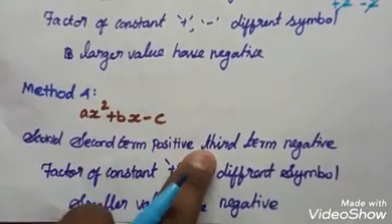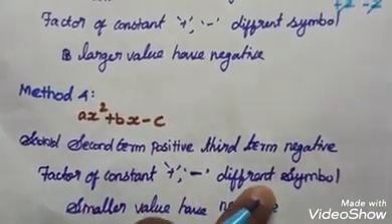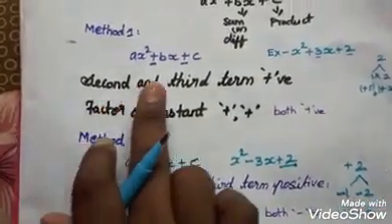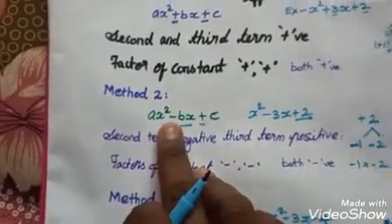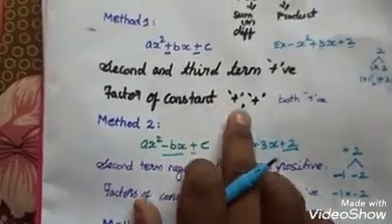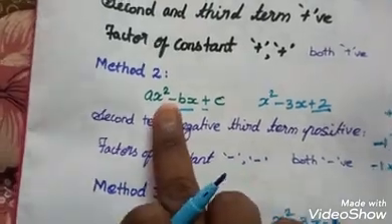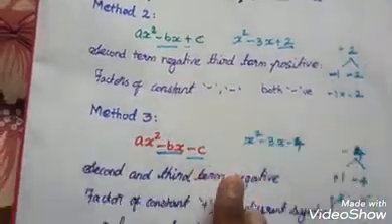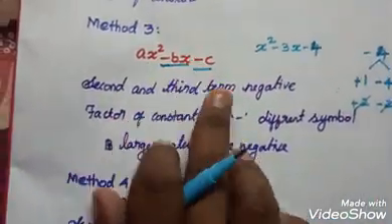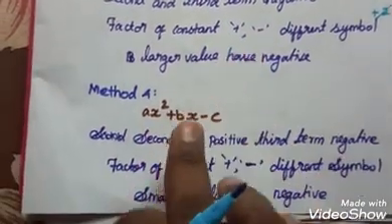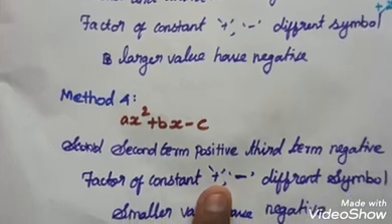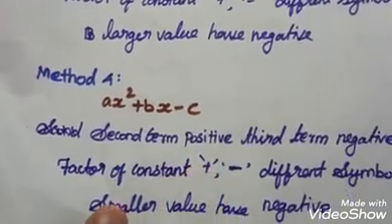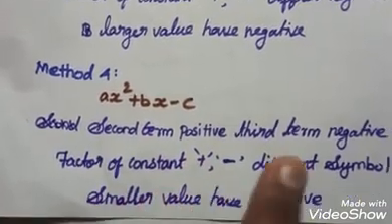Second term positive, third term negative means different symbol. Here we have two pairs. You see method 1 and method 2: both positive, and the second one is negative. We take both positive means positive, second one negative means both negative. Here both negative means different symbol, and then the last term, that is the third term, is negative, different symbol. In this condition, the smaller value has negative.